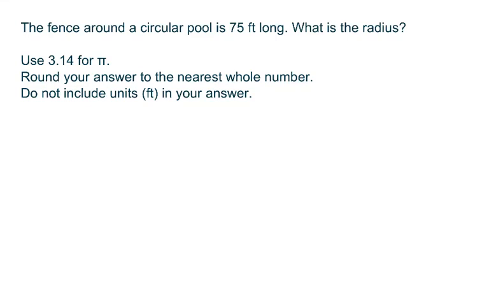The fence around the circular pool is 75 feet long. What is the radius? Use 3.14 for pi. Round your answer to the nearest whole number. Do not include units in your answer.